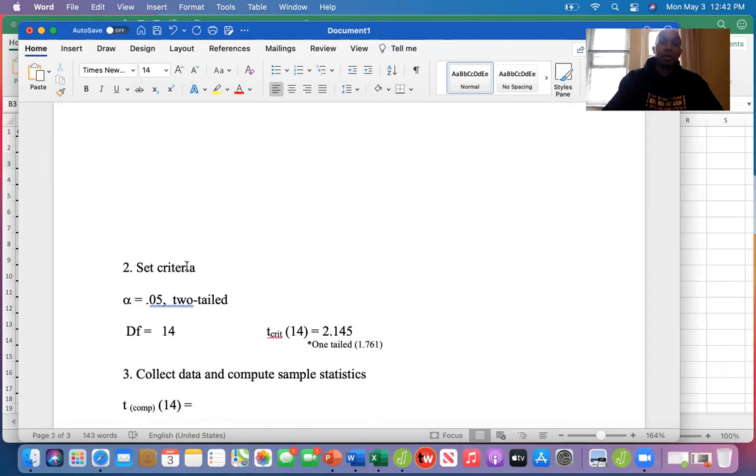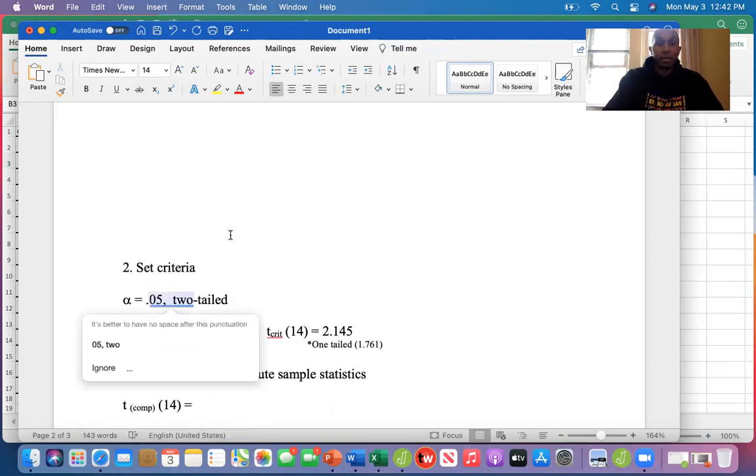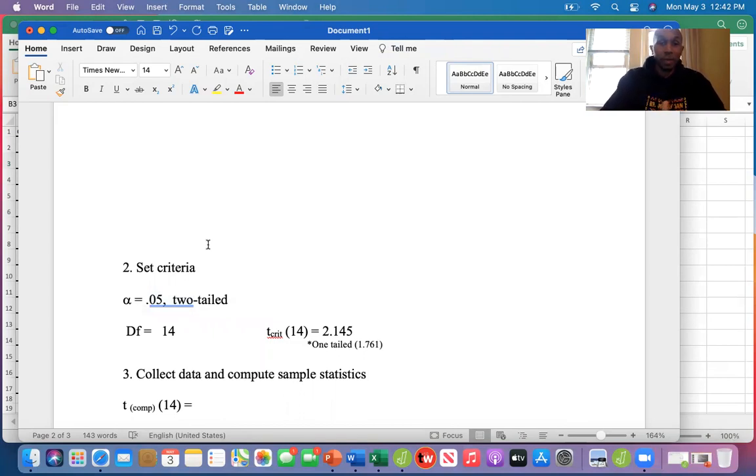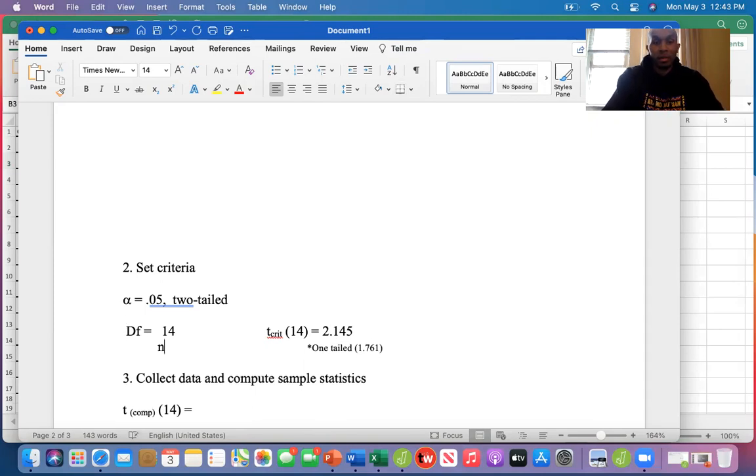I'm setting the criteria, two-tailed test set at 0.05. Degrees of freedom is 14, and this is why I quickly wanted you just to look above. We have 8 individuals in each group. When you're running an independent samples t-test, your degrees of freedom is equal to n1 plus n2 minus 2, or n1 minus 1. Maybe I can write that quickly.